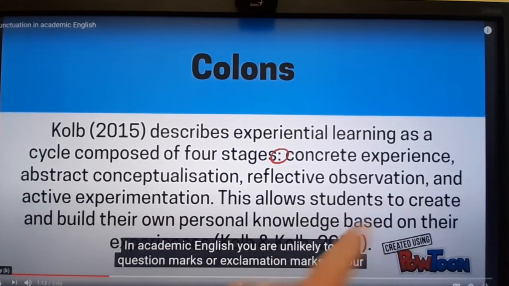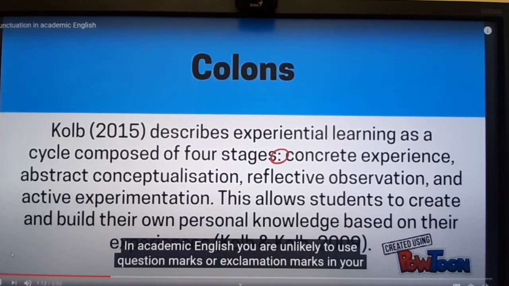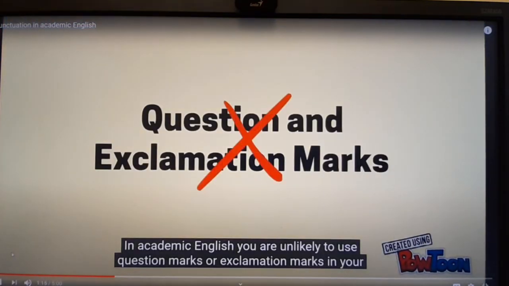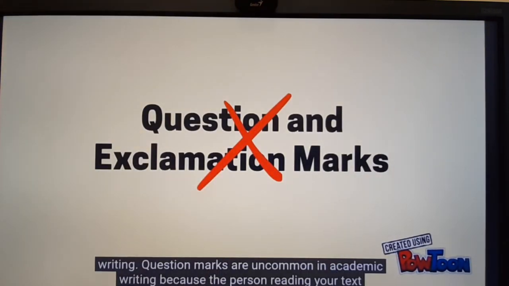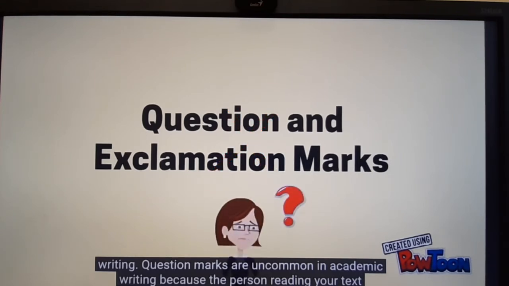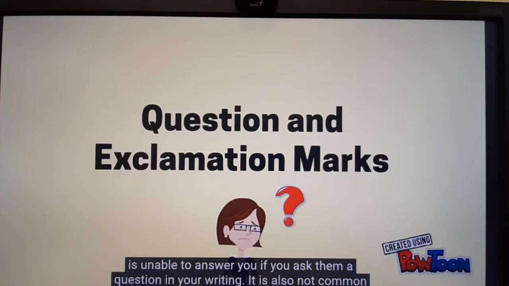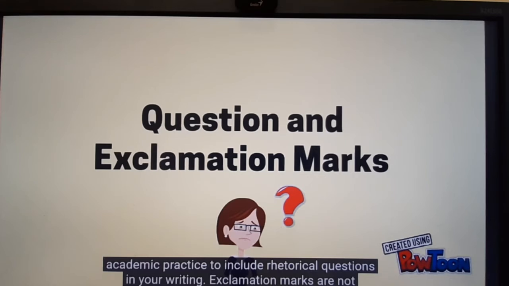You know, as well as our Oxford comma. In academic English, you are unlikely to use question marks or exclamation marks in your writing. Question marks are uncommon in academic writing because the person reading your text is unable to answer you if you ask them a question in your writing. It is also not common in academic practice to include rhetorical questions in your writing.